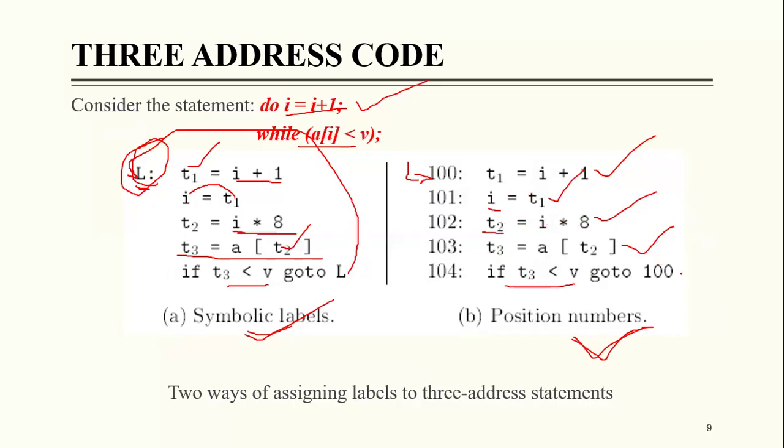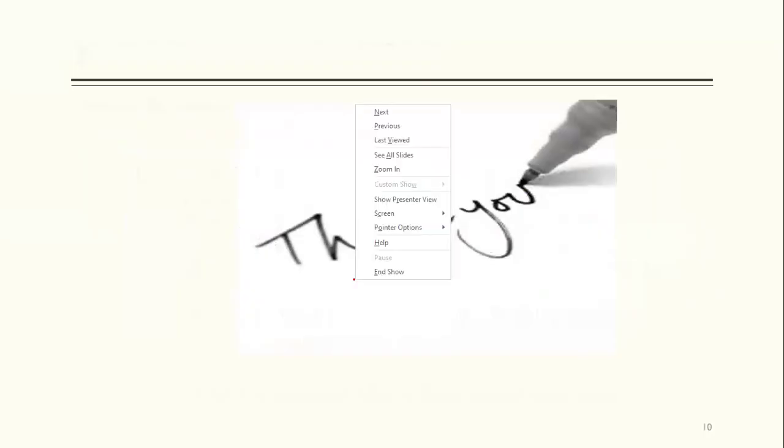If the condition is true, we have to start again from the beginning: increment again, calculate the memory address offset, assign values, and check the condition again. So where should it start? Here, and its position number is 100. That's why we have specified the number 100 over here. So there are two ways of assigning labels for three address code statements: symbolic labels and position numbers. Thank you all.